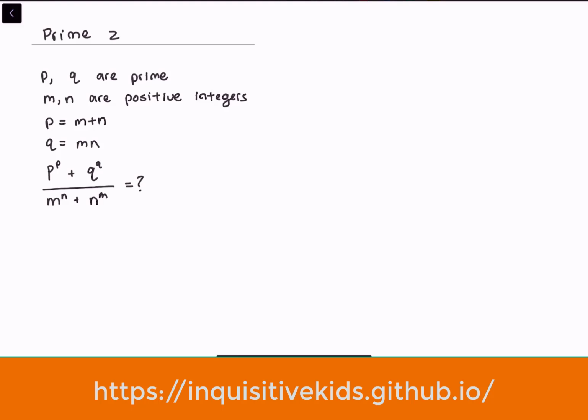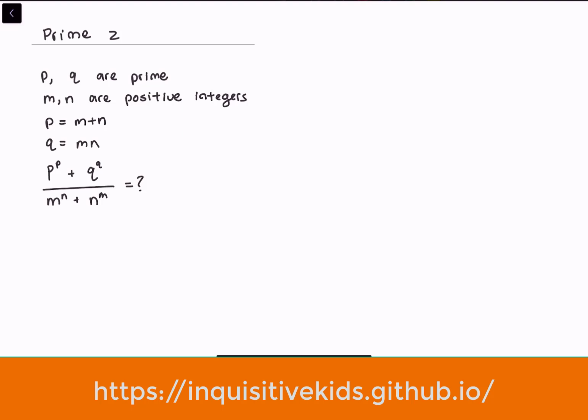P and Q are two prime numbers. M and N are positive integers. We know that P is the sum of M and N, and Q is the product of M and N. What does this bottom expression equal?